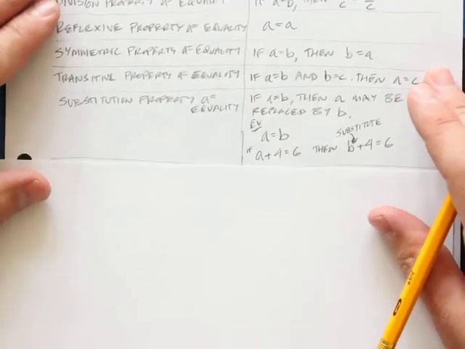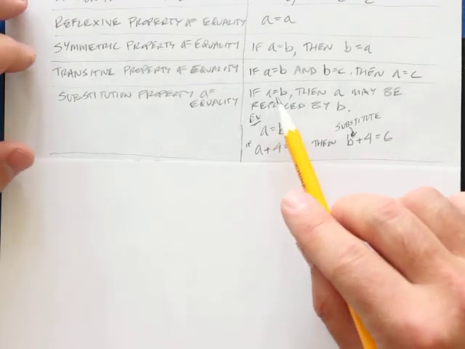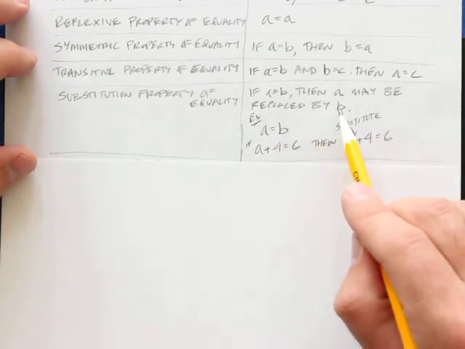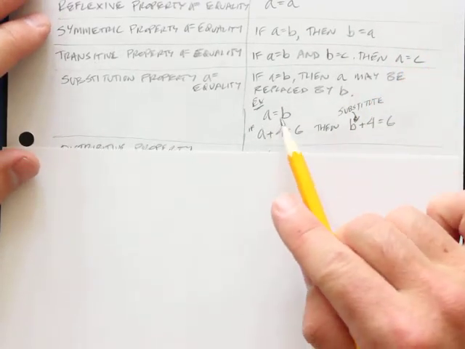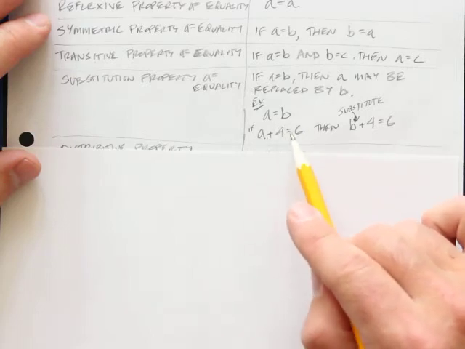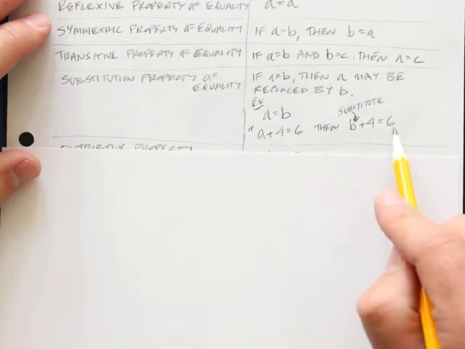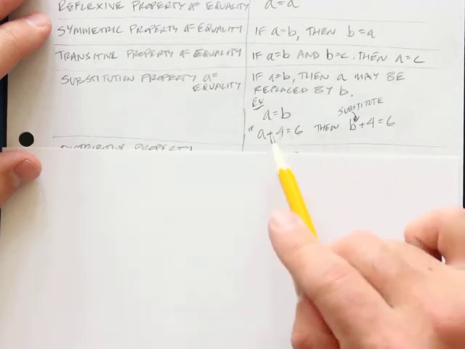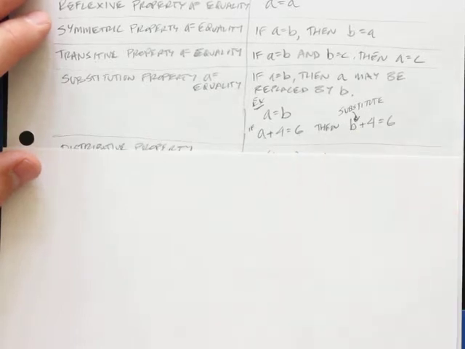Substitution property of equality: if A equals B, then A may be replaced by B. Here's an example. A equals B, I know that. If A plus 4 equals 6, then B plus 4 equals 6, because B and A are equal. So I can just substitute B or A in this equation, and we're all good.